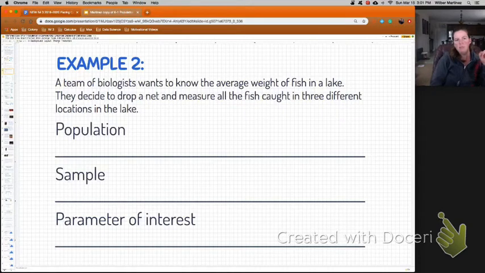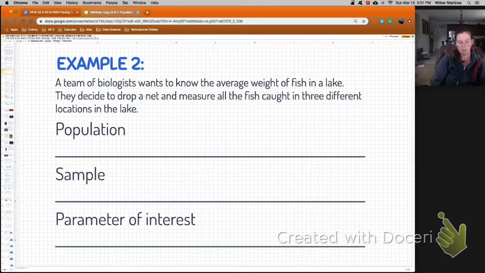Example 2, a team of biologists wants to know the average weight of fish in a lake. They decide to drop a net and measure all the fish caught in 3 different locations in the lake. All right, population. The population would be the entire population of fish in the lake. Every single fish that lives in that lake would be the population.